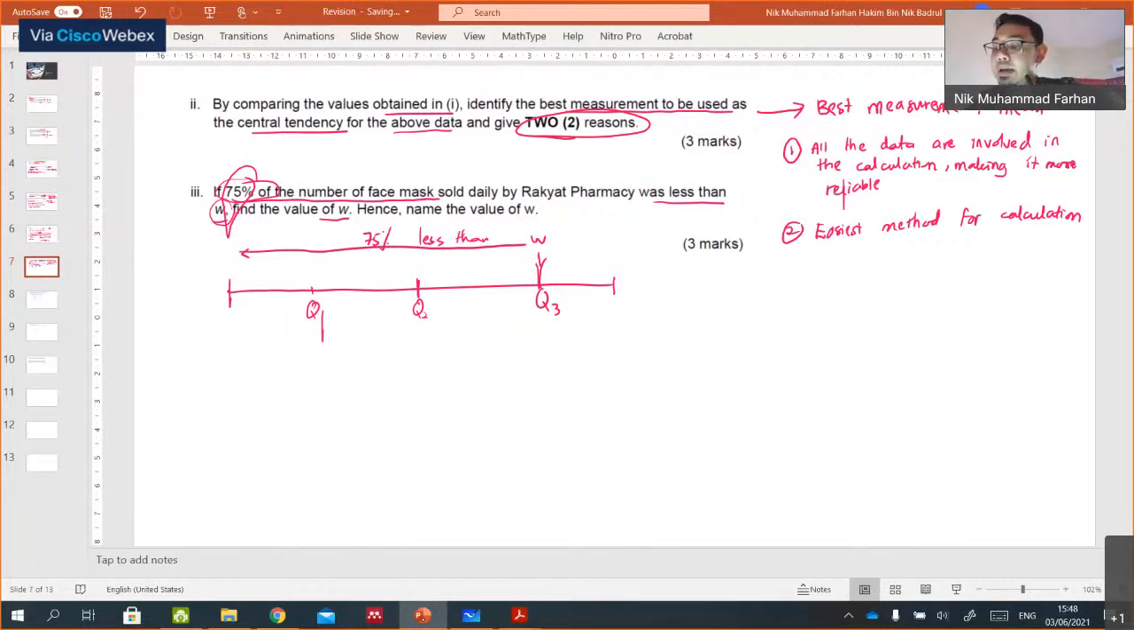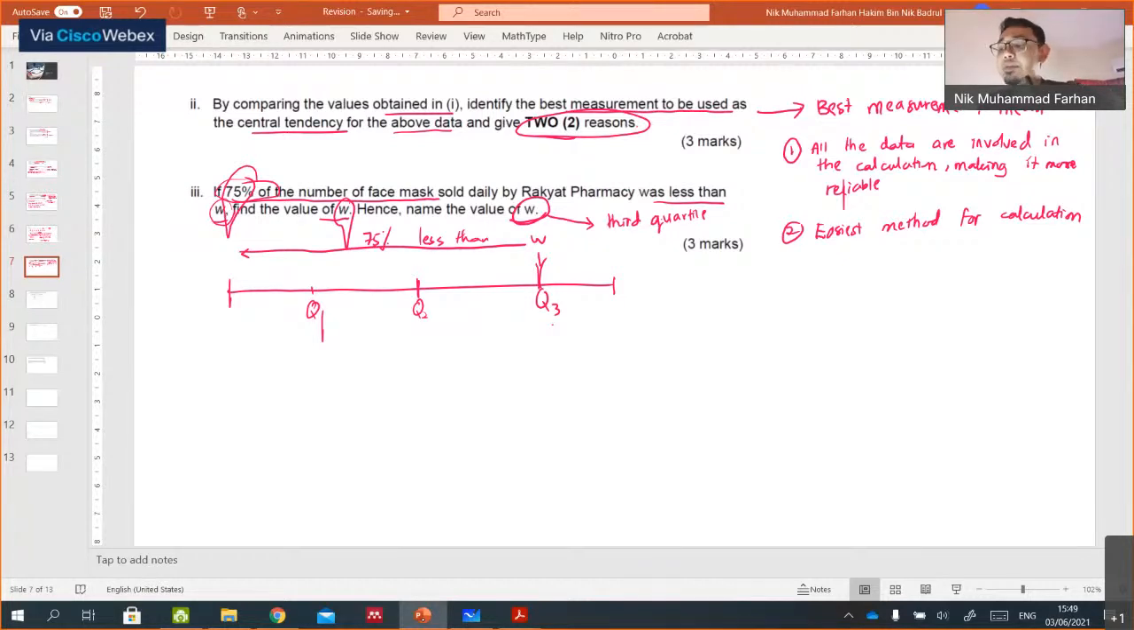Alright, so actually W is Q3. So W is actually called the third quartile. And the value of W, the answer is there already. You must state third quartile, because the question says hence name the value third quartile. So now you have to find the third quartile.